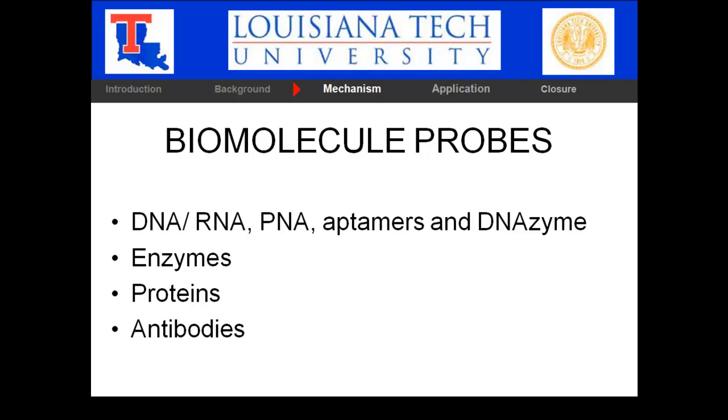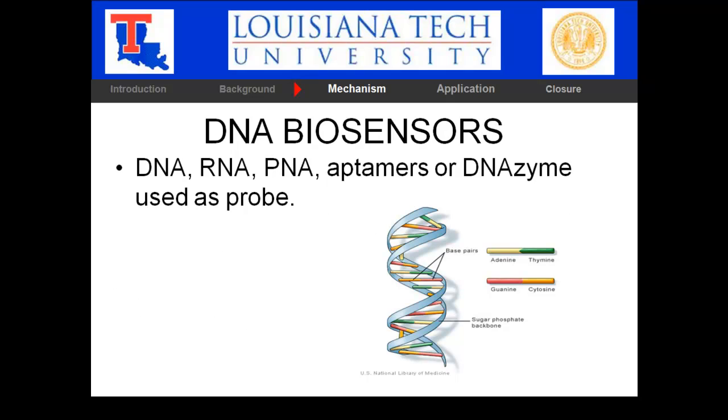Next, we look at the biomolecular probes that are used in biosensors: DNA, RNA, PNA, aptamers, DNAzyme. These are all various forms of DNA. Apart from these, enzymes, proteins, and antibodies are also used in biosensors. So let's look at DNA biosensors. In DNA biosensors, we use DNA, RNA, PNA, aptamers, or DNAzyme as the probe.